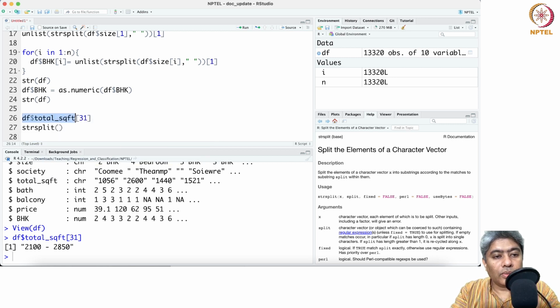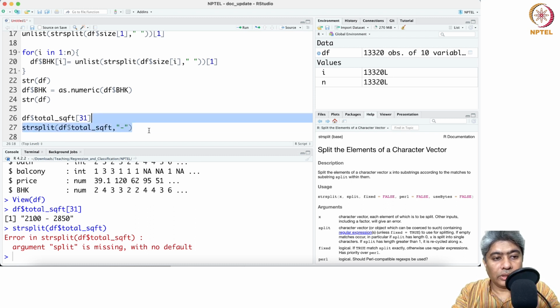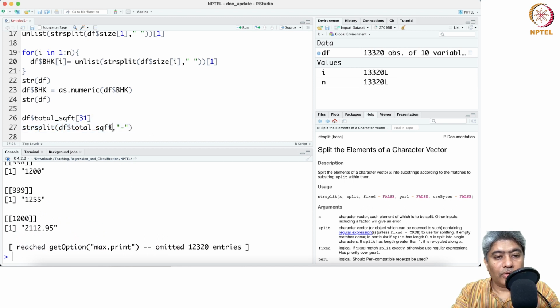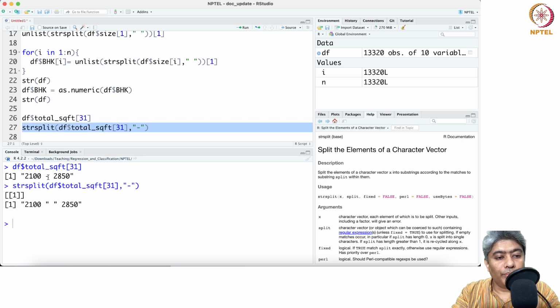So what we can do is use string split on df dollar total square feet. I have to give a dash, of course. Not this, I have to say 31, sorry about that. So this is my df 31, and if I string split by the dash, the first element was 2100 and the second element was 2850, but both are character and include some space and are kept as strings.